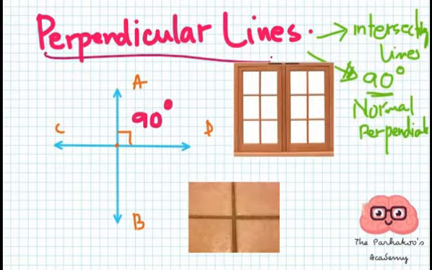The real life example of the perpendicular lines can be that of the window. The window is designed such that it makes an angle of 90 degrees, and different members in the window make 90-degree angles as well. If you have observed the tiles, the edges of the tile also make 90-degree angles. That means they are perpendicular to one another.